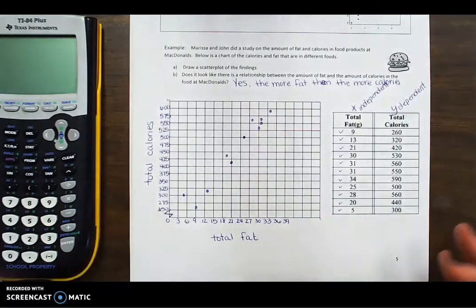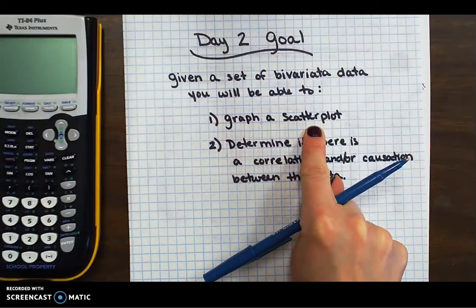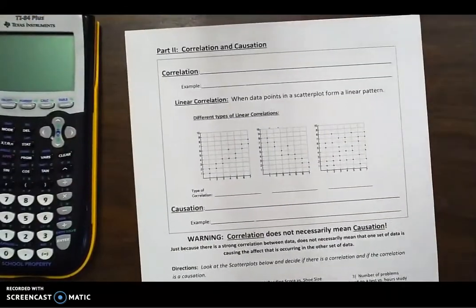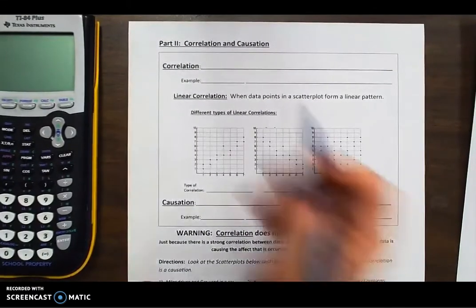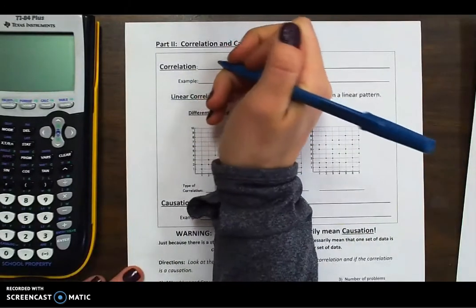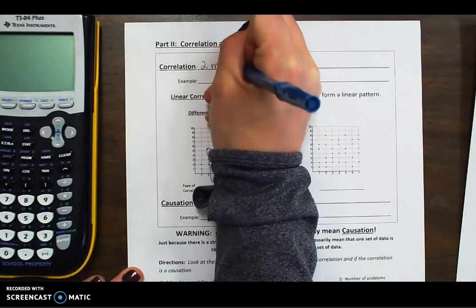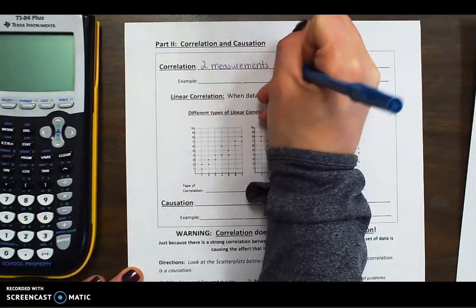All right, so that was part 1 for today's lesson, which was to graph a scatter plot. So now let's take a look at part 2. Determine if there is a correlation and or a causation between the data. All right, so let's flip the page over here. All right, so the first word we have to learn is a correlation. Now, a correlation, if you look at the end of it, it is a relation. So a correlation is two measurements that are related.